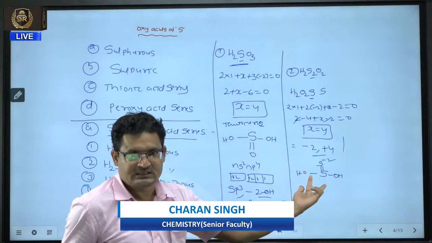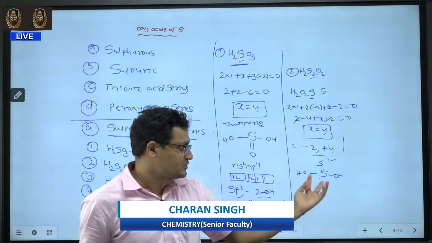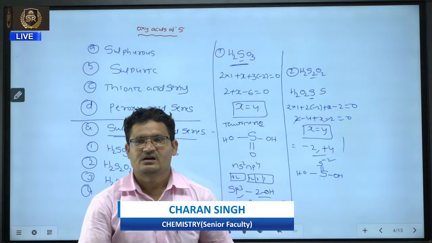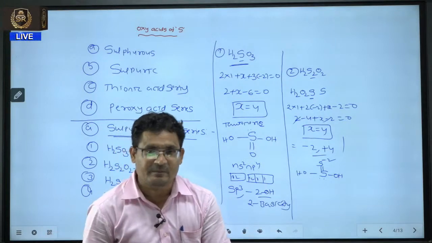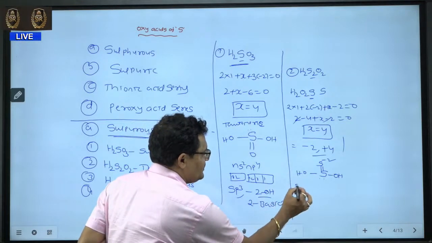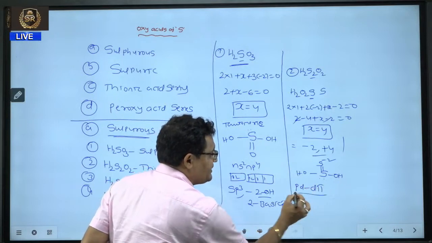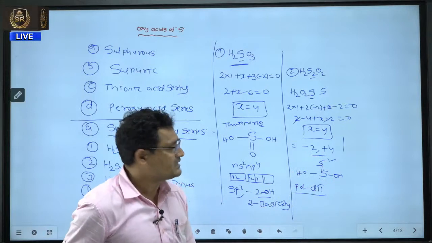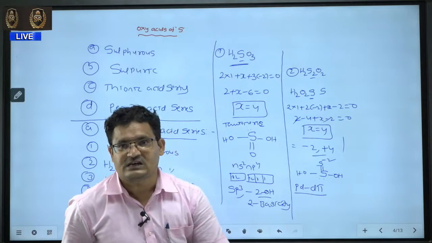Then 2 OH, that's why 2 basicities are formed. Simply, basicity depends upon the OH groups, and p pi d pi bonds are formed between sulfur and sulfur. This is thiosulfurous acid.